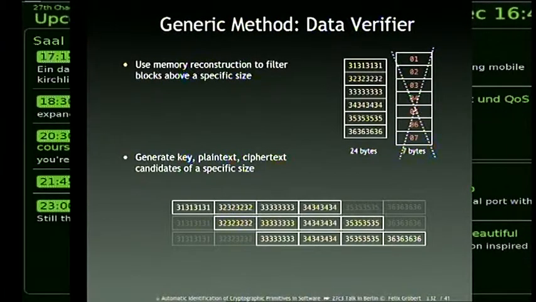The best generic method we found was the data verifier method. There we first filtered for candidates for ciphertext and keys. For example, we filtered out certain lengths of memory values we found in memory, and also sliced those values in order to fit nicely for a candidate for a key here.